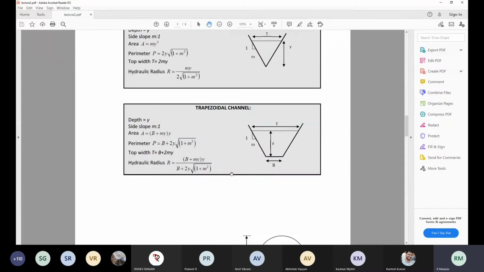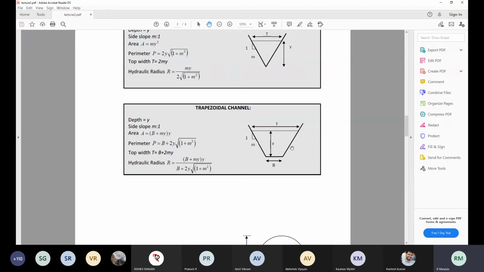Similarly for a trapezoidal channel, your depth is taken as y, and the side slope is one vertical, m horizontal. All those things are with respect to one vertical, m horizontal. Okay. So the side slope is one vertical, m horizontal, and this is going to be again my, so the top width is going to be b plus 2my.